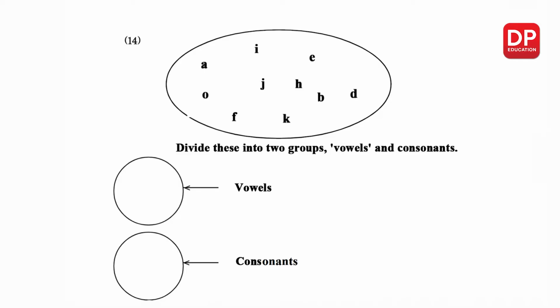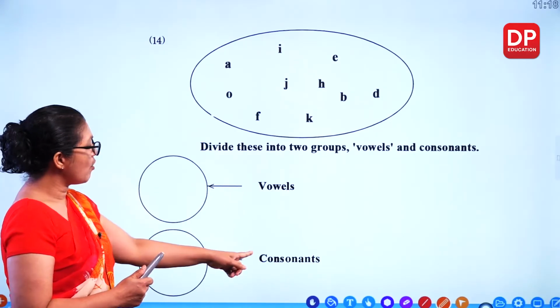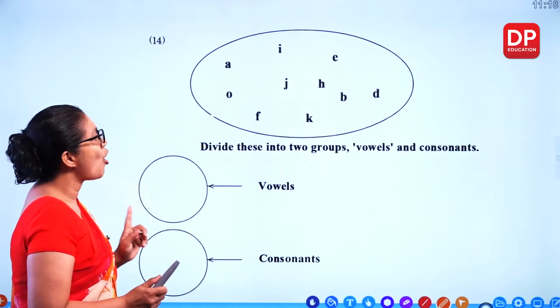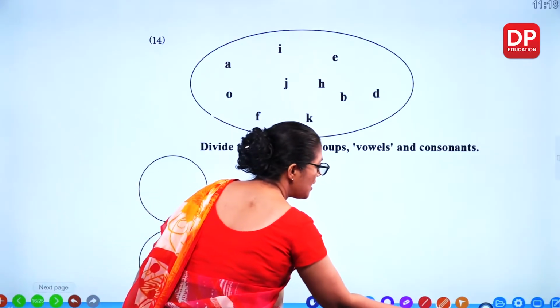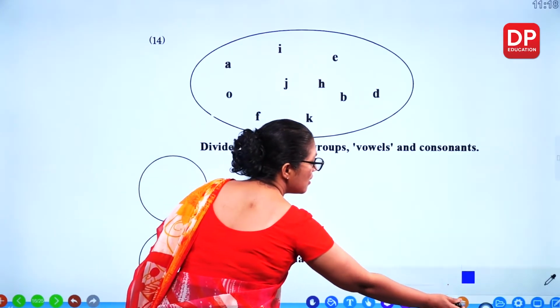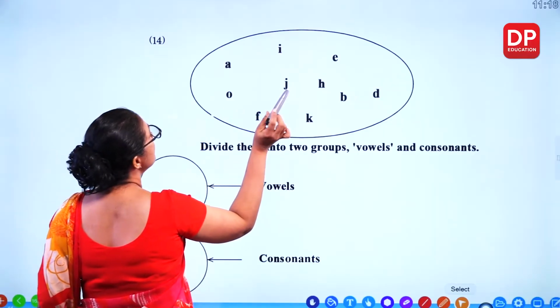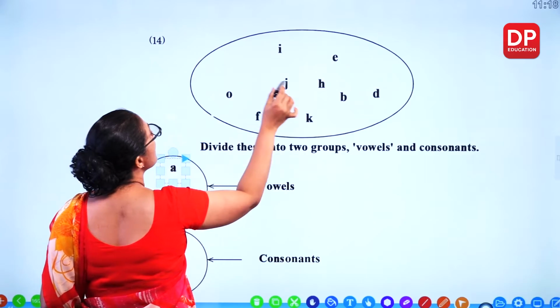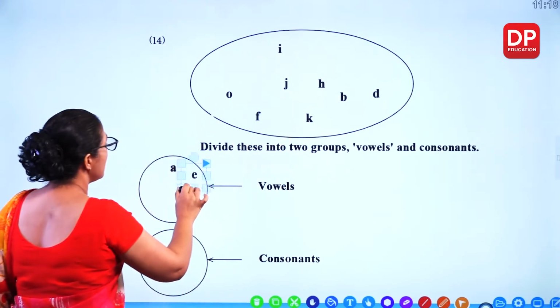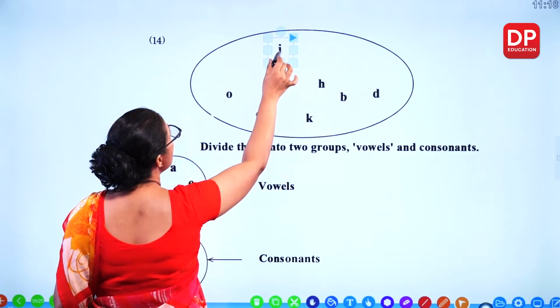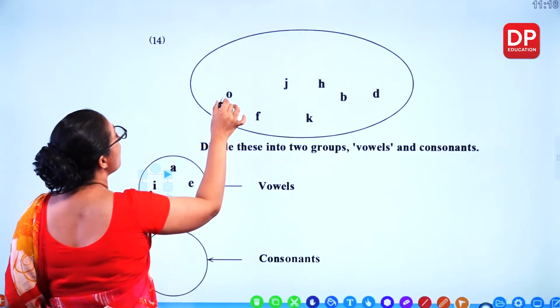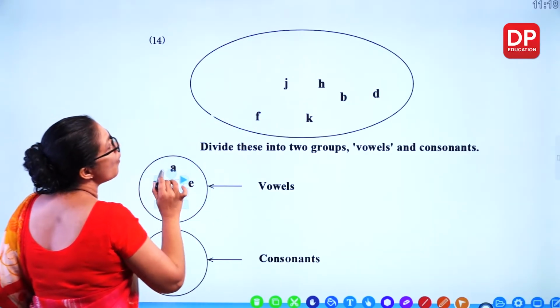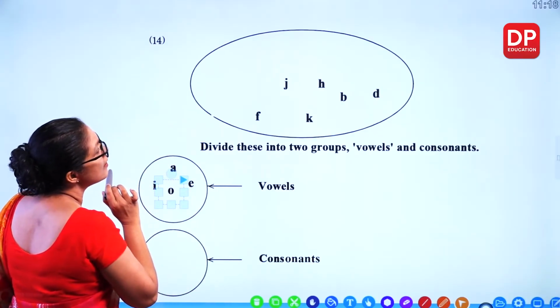Look at this one. You get letters. Divide these into 2 groups, vowels and consonants. So vowels here and consonants. What are consonants? Not vowels. So we'll try to divide. First we'll select vowels. A, E, I, O. Those are the vowels there.